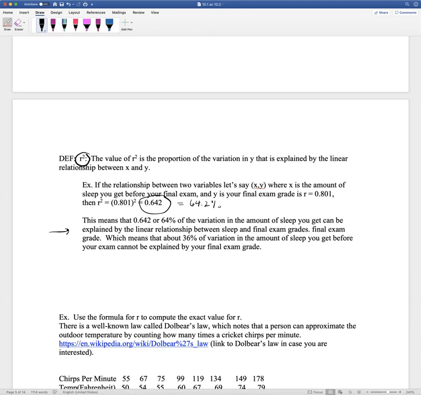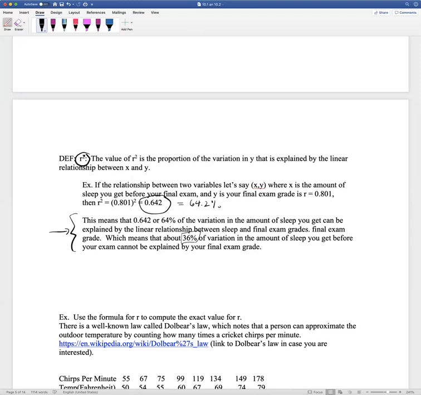So the information that this tells us is that 0.642, or 64%, of the variation in your exam grades can be explained by the linear relationship between sleep and the final exam grades. So we can explain away 64% of your exam grades due to the linear relationship with the amount of sleep, which means that we can't explain 36% of it from their linear relationship. There's other factors going on here. How much did you study? How healthy did you eat before the exam? How many classes did you skip? So that's what that 36% means.